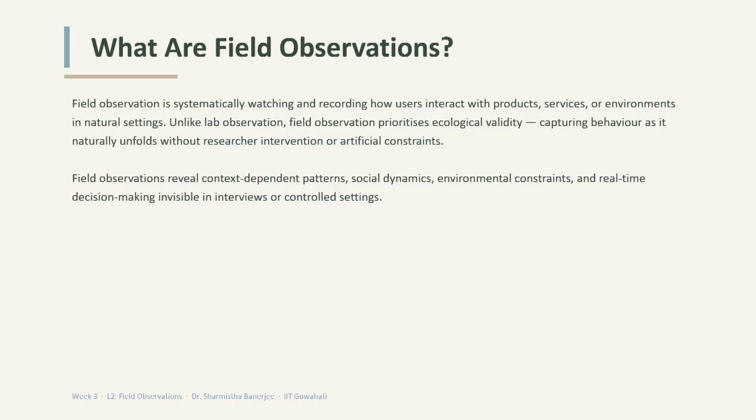So let's get started. What is field observation? Field observation is systematically watching and recording how users interact with products, services or environments in their natural settings. As we discussed in the case of contextual inquiry, the same is true for field study observations: it happens in the natural settings. It is not like lab observation.